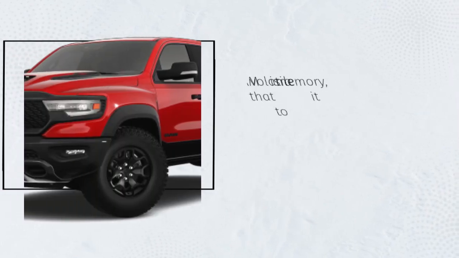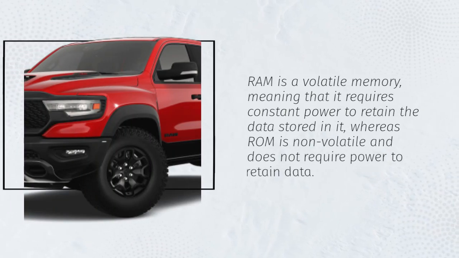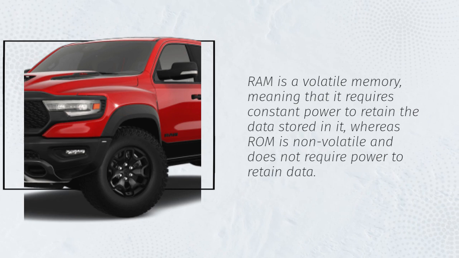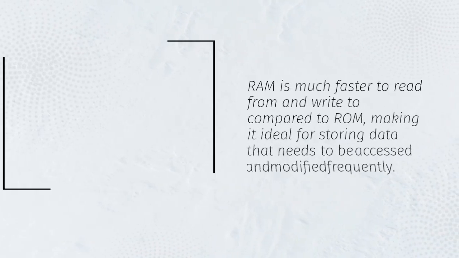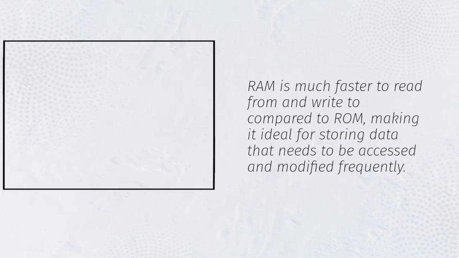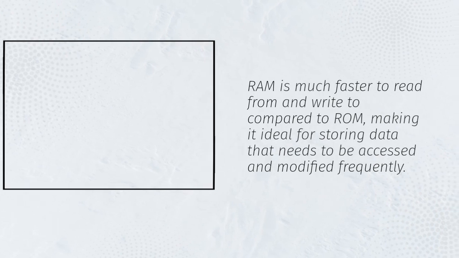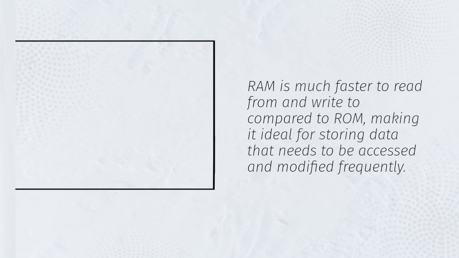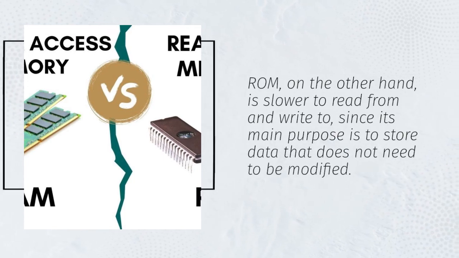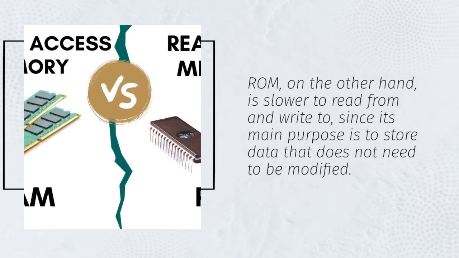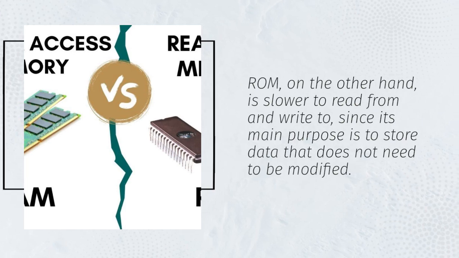RAM is a volatile memory, meaning that it requires constant power to retain the data stored in it, whereas ROM is non-volatile and does not require power to retain data. RAM is much faster to read from and write to compared to ROM, making it ideal for storing data that needs to be accessed and modified frequently. ROM, on the other hand, is slower to read from and write to, since its main purpose is to store data that does not need to be modified.